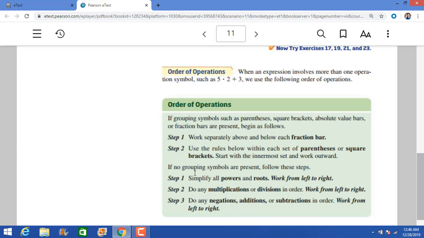If no grouping symbols are present, then we use the following rules. 1. We do all powers and roots from left to right. 2. We do multiplication or division in order from left to right. 3. And then any negations, additions, subtractions in order from left to right.